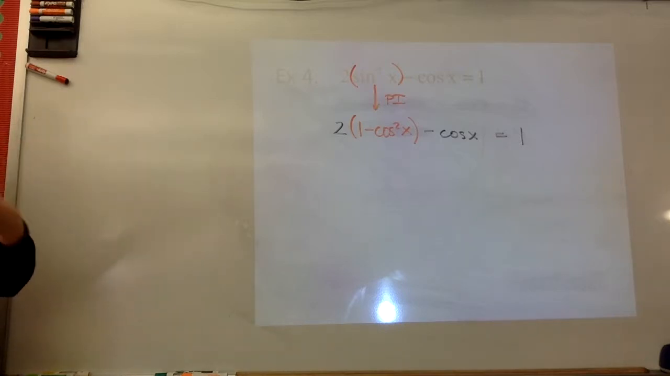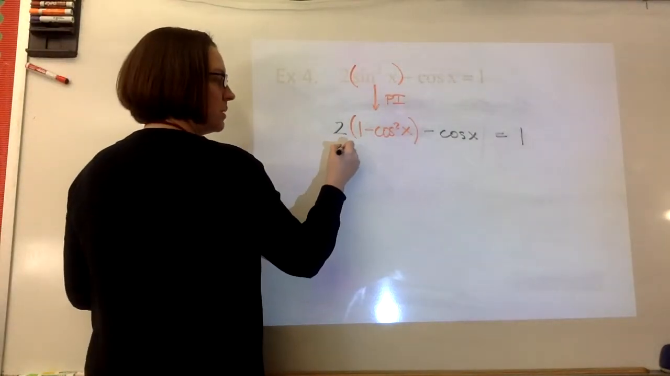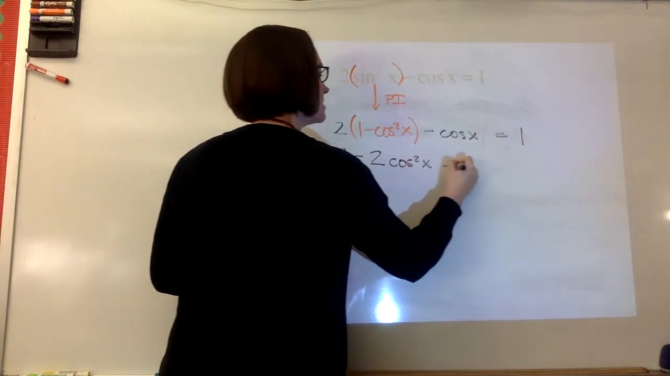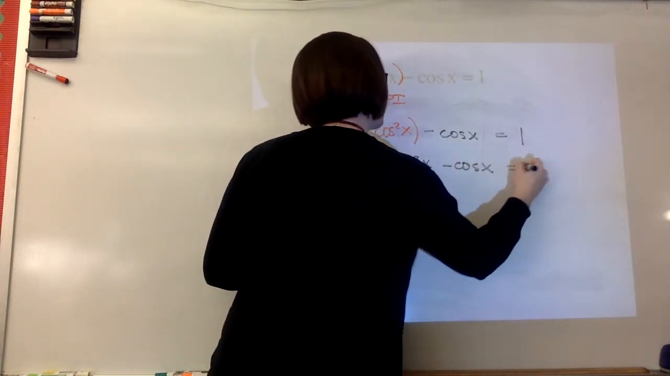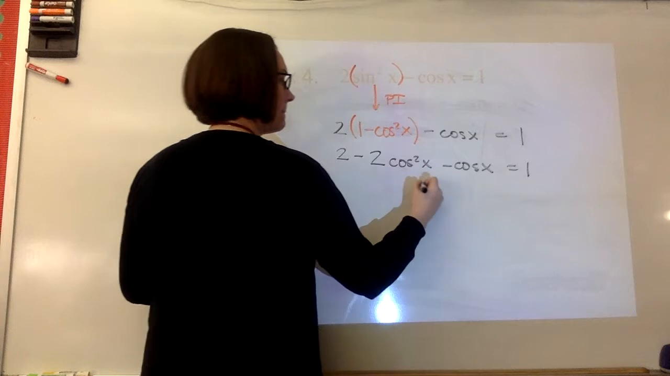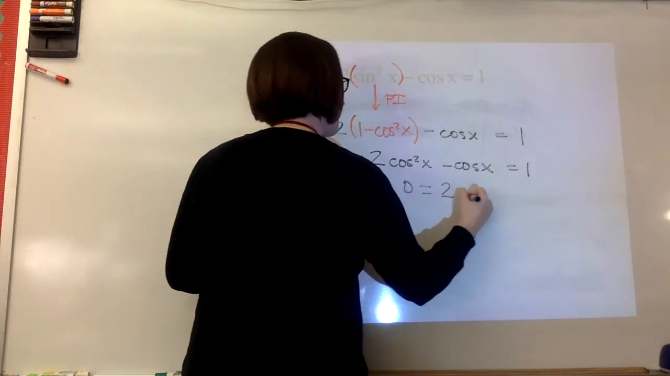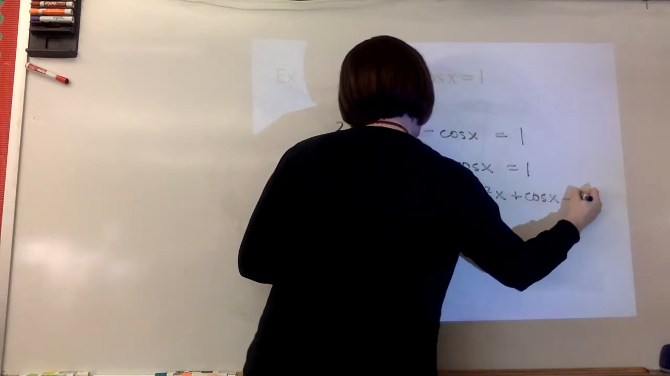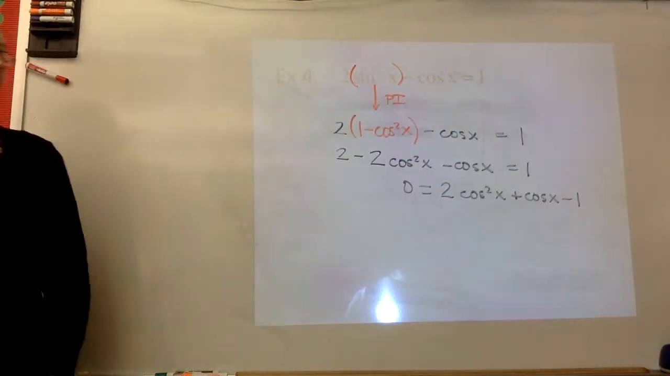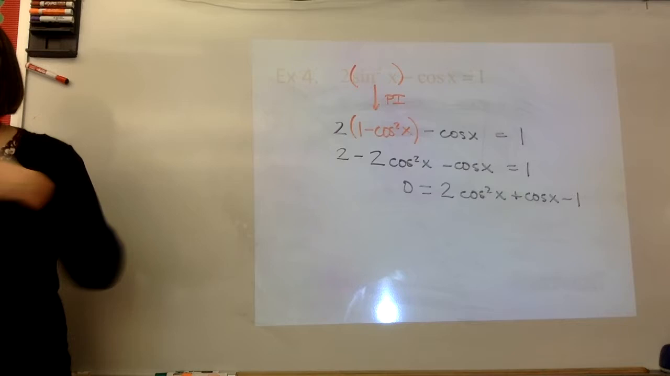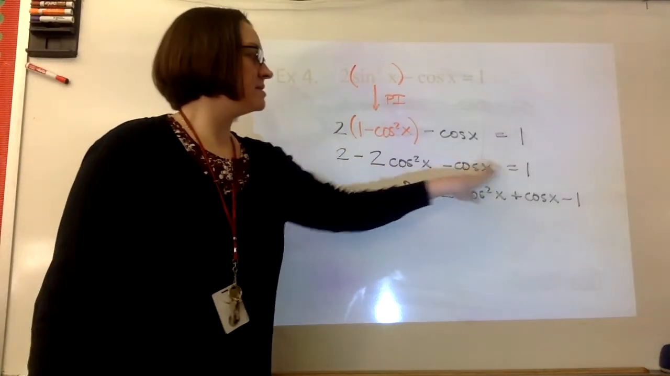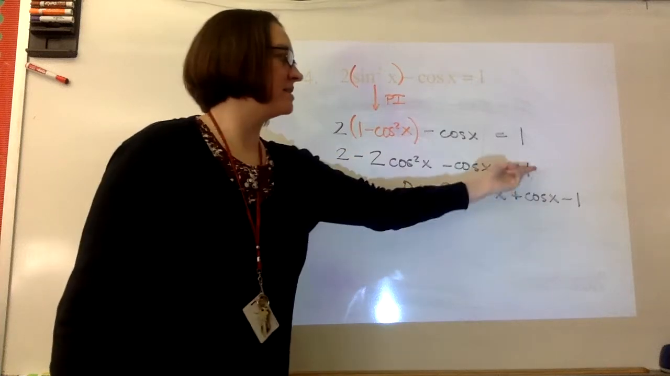Now I can go ahead and distribute the 2 and combine like terms. So I get 2 minus 2 cosine squared x minus cosine x equals 1. I chose to move everything to the right so that my cosine squared was positive. So I moved this, I subtracted 2.